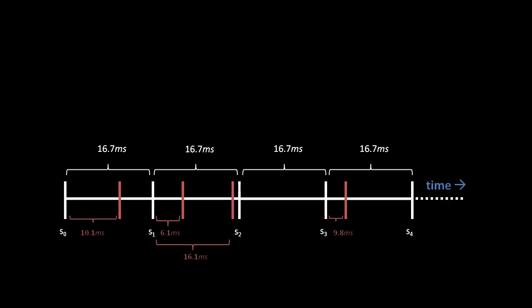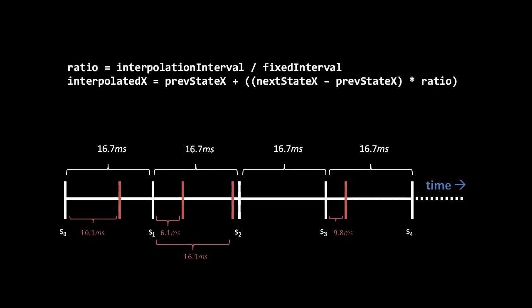So, given two physical states separated by an interval of 16.7 milliseconds, we can interpolate a physical state at 10.1 milliseconds after the first, using the ratio 10.1 divided by 16.7. To then calculate an x-coordinate, for example, we get the difference between the x-coordinate in both states, multiply by our ratio, and add to the first state, yielding the interpolated x-coordinate.